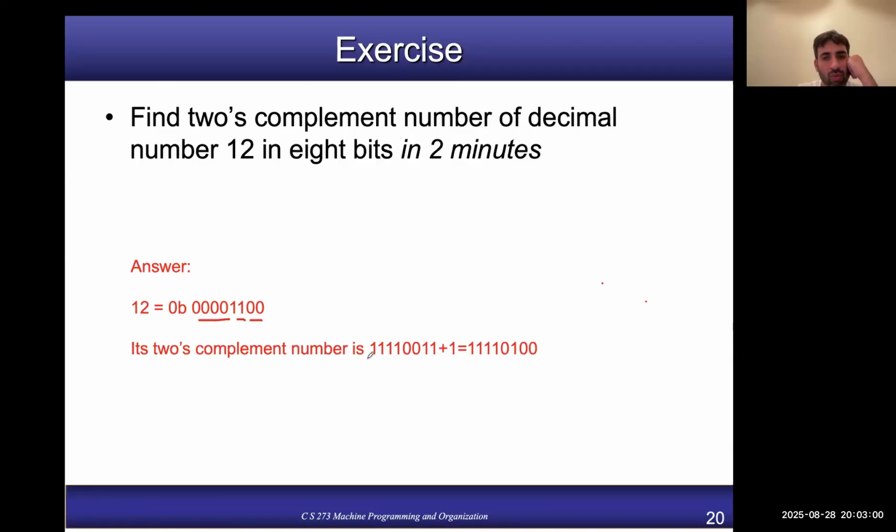So we converted 12 into the 8-bit binary number, and then we first find its ones complement. Basically, all the bits are toggled, so all zeros become one and all ones become zero. After that, we add one to it. Reading from the most significant side, you will get four ones, then 0 1 0 0. Okay, good. Most of the students did a good job.